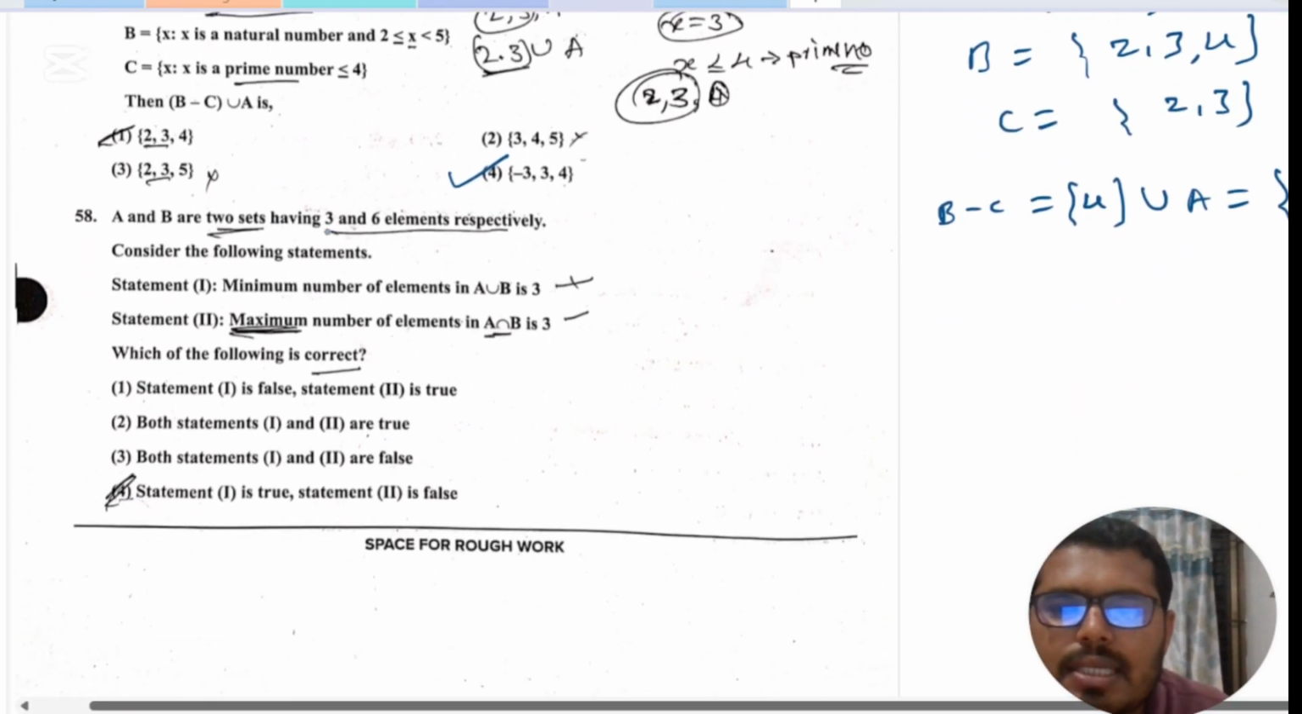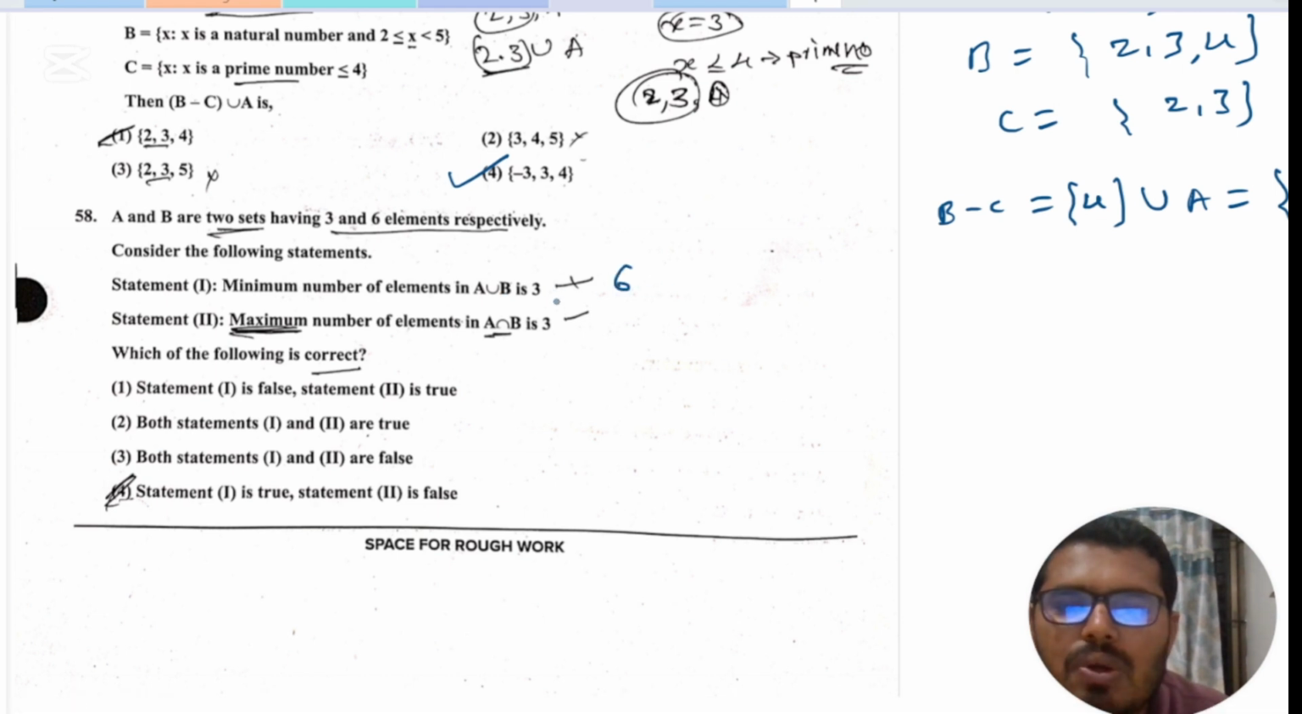A and B are sets having 3 and 4 elements respectively. Consider the following statements. Statement 1: the minimum number of elements in A union B is 3. Already A and B have 3 and 4 elements, so the minimum number of elements in A union B is 4. Therefore, they gave you 3, so this is a wrong statement. Then statement 2: the maximum number of elements in A intersection B is 3. How many maximum elements? It has 3 elements. That is a true statement.